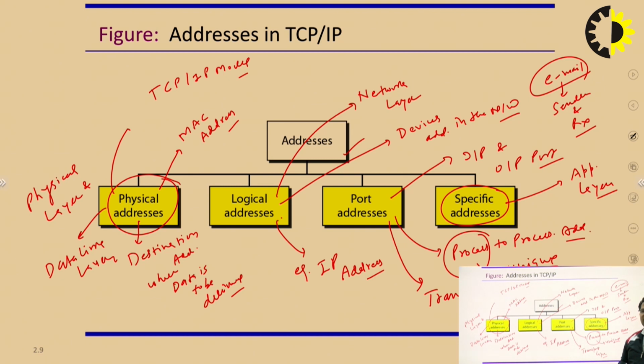Another example of specific address is when we have to access the internet, for browsing purpose, we use the URLs, that is Uniform Resource Locator. So URL can be used for the specific address.